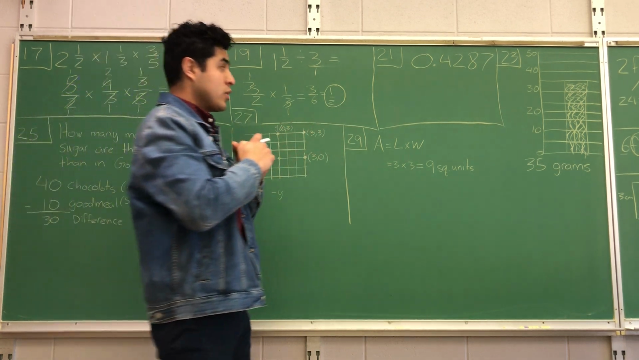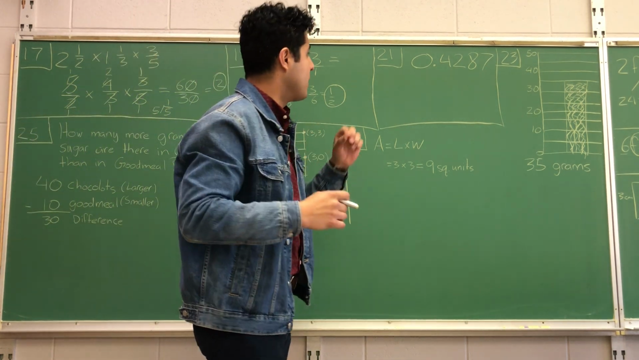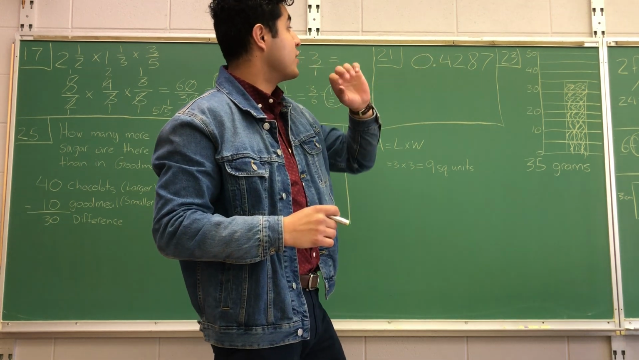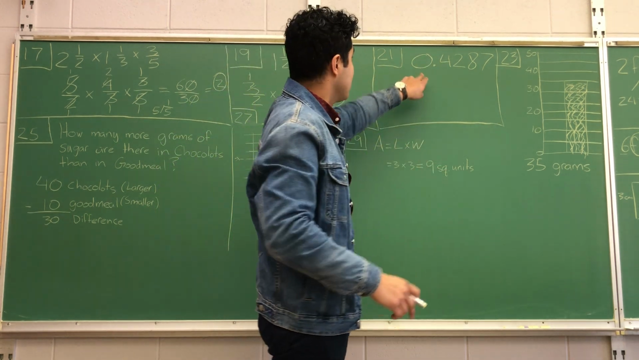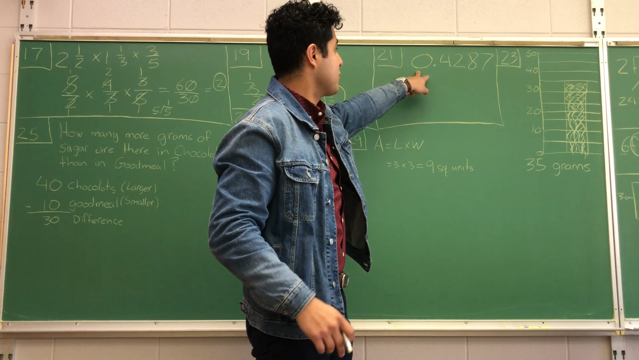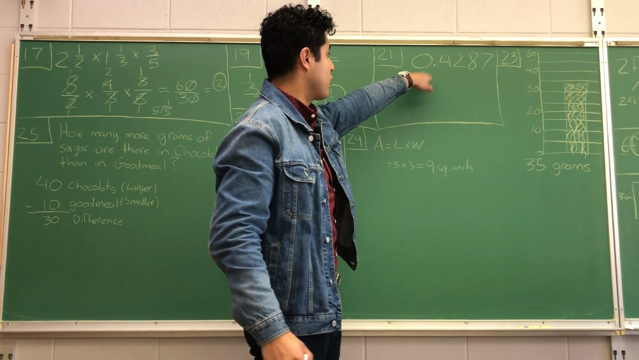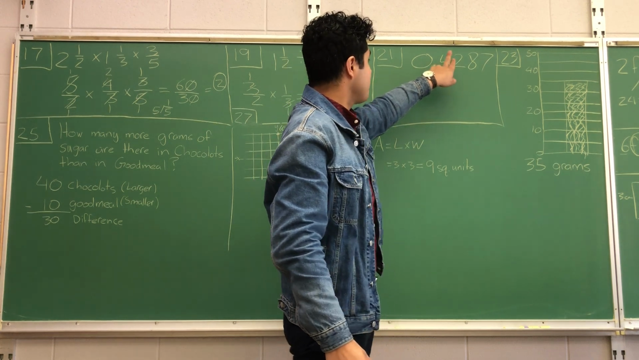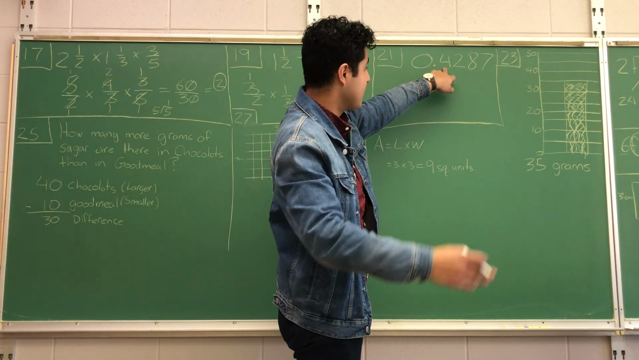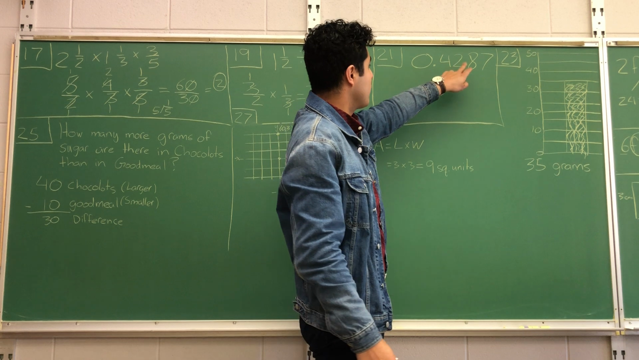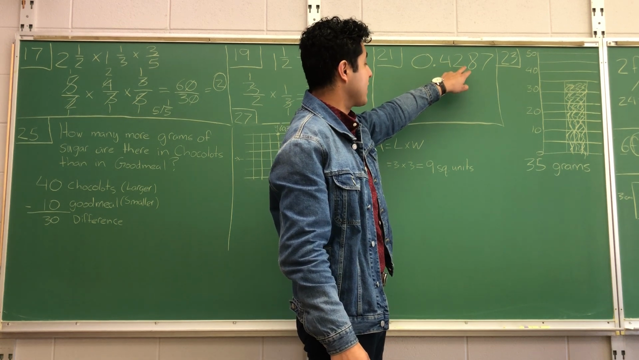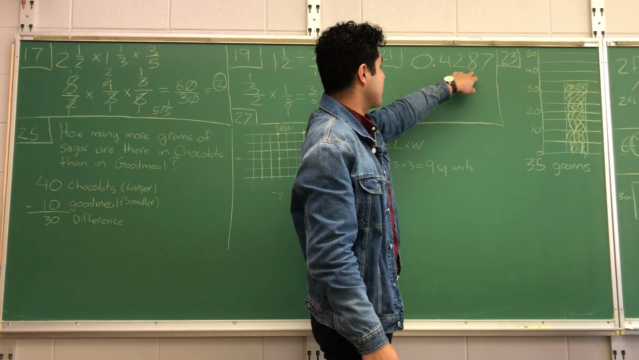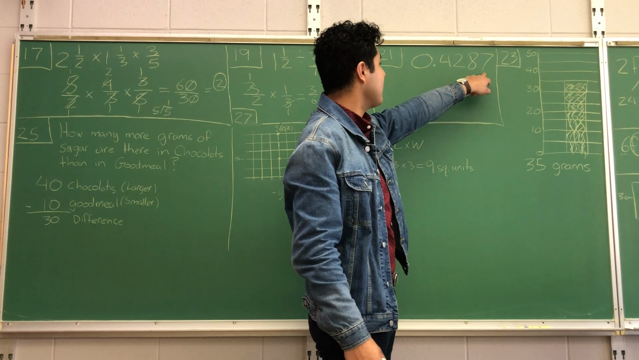All right, next one, we're rounding 0.4287 to the nearest hundredths place, okay? So there's no value in the ones place, so our 0 is holding the value for the ones place. We've got our decimal. Our number to the right of the decimal is the tenths place. Our next number is the hundredths place. Next is the thousandths place, and next is the 10,000ths place.